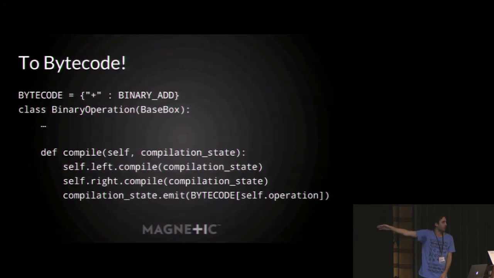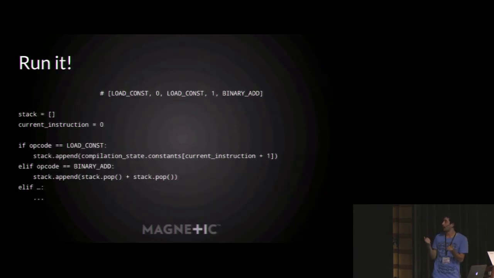You basically teach them all how to compile themselves, for the higher level ones by calling down into their children, and for the leaf nodes by just doing whatever bytecode instruction actually corresponds to loading them. And when you do that for all of the AST nodes, you basically will end up with this stream of bytecodes that you can now execute. And so let's run it.